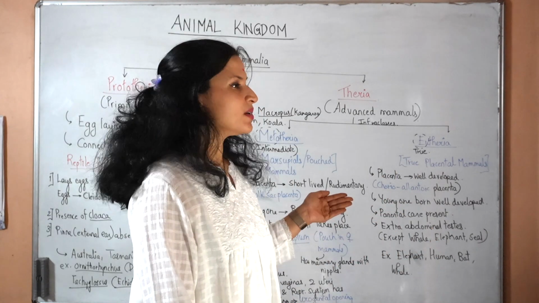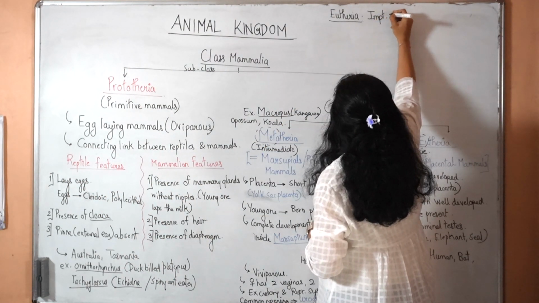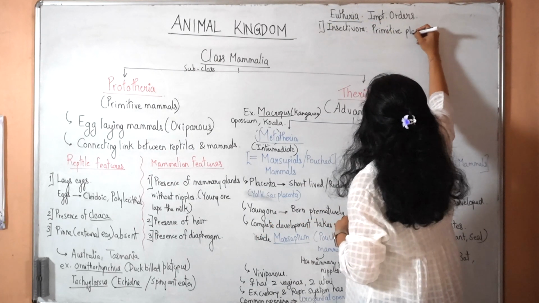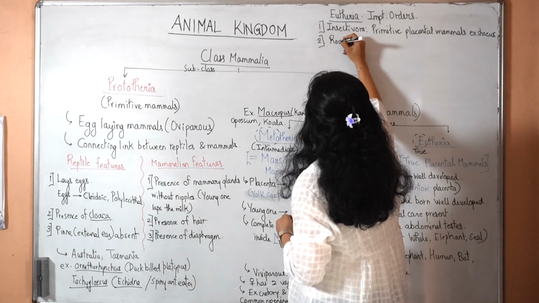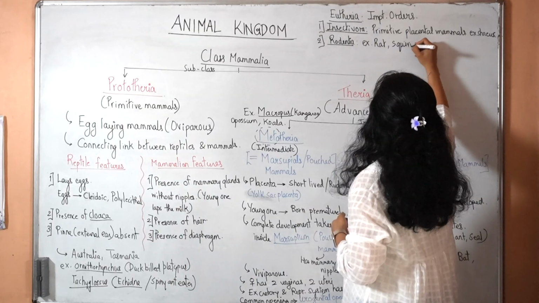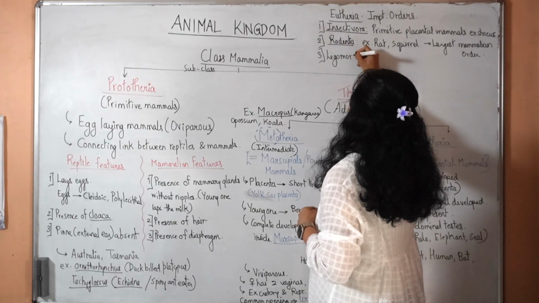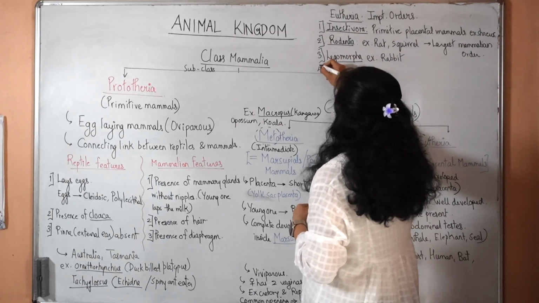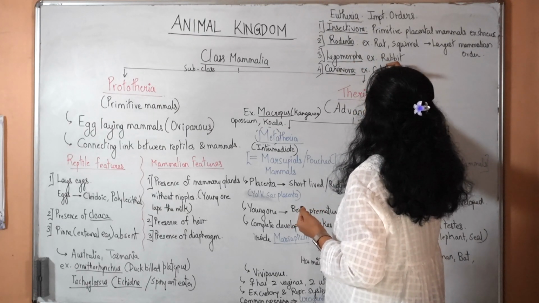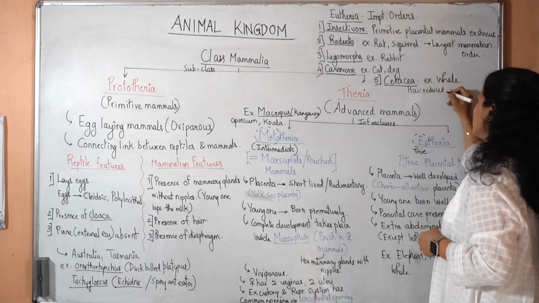Under Eutheria, there are some important orders. I will cite them over here. Eutheria, important orders. First one is Insectivora. These are primitive placental mammals. Example: shrews. There is Rodentia, to which rodents belong. Example: rat, squirrel. It's the largest mammalian order. Then there is Lagomorpha. Example: rabbit. Fourth one is Carnivora. Well-developed canines, as you know, cat, dog. Cetacea. Example: whale. Their hair is reduced and pinna is absent in them.